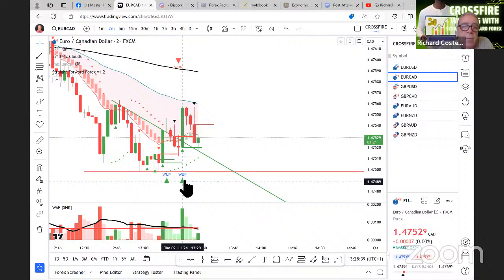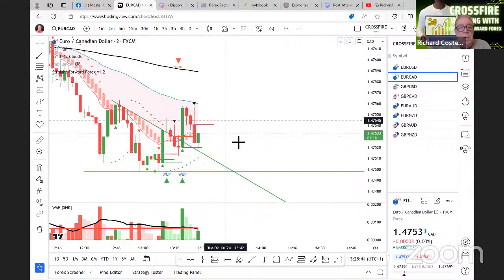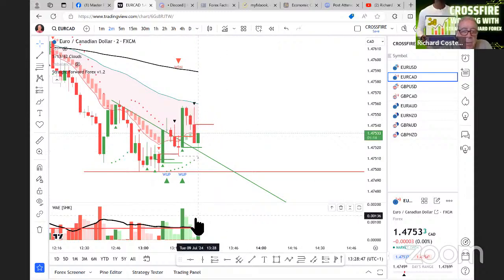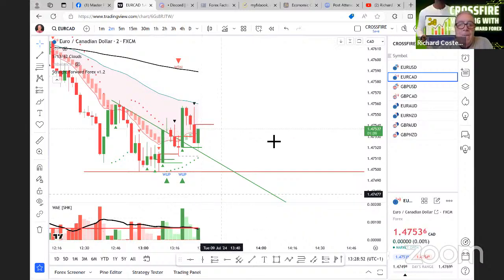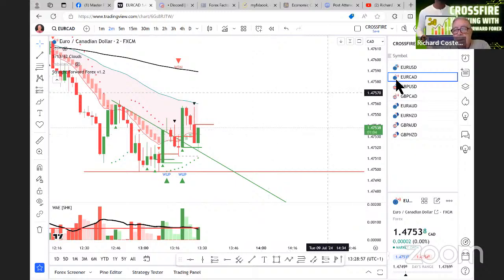However, we're in a wave up. We've got green PSARs and we've got green wave blocks. So contradictory evidence there. And then just to look down here, I see that the black line is actually below the red line, and that's not good for either a buy or a sell. So we just have to wait.